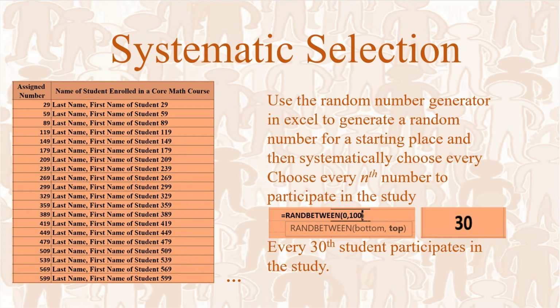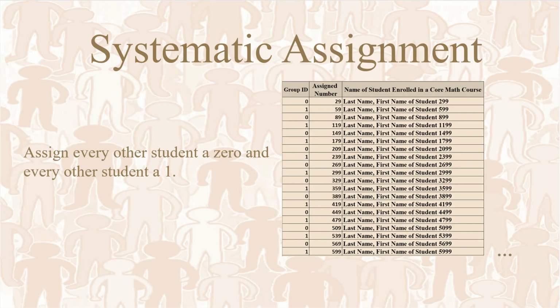Next, use the random number generator in Excel to randomly choose a number between 0 and 100, and we get the number 30. So since we started this list at 0, counting off 30 students brings us to 29, and then every 30th student after that would be chosen to participate in the study.